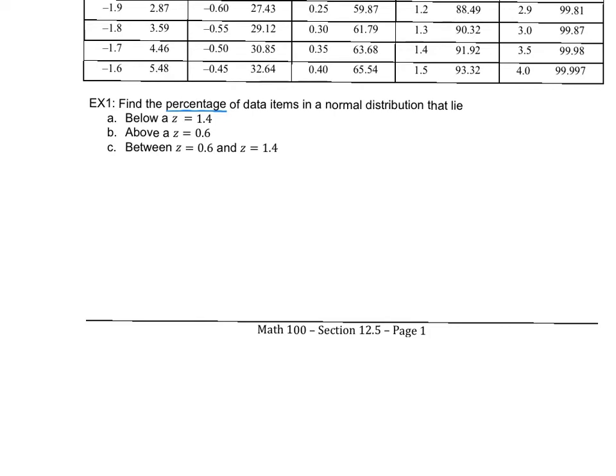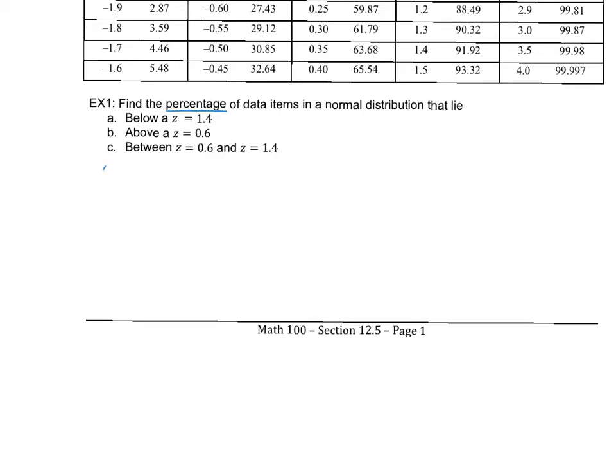So we don't want to use the 68, 95, 99.7 percentages because these are odd z-scores, like a 1.4 and a 0.6. This is not like a z-score of 1, where remember the z-score is just your standard deviation above and below the mean. Since we're going to find a percentage and we're given a z-score, that tells me that I'm going to use this z-score percentile table.